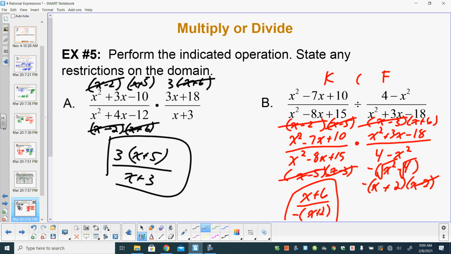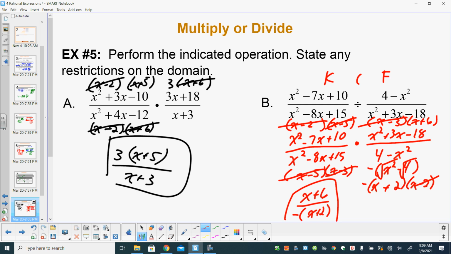Right, questions? When I factor out the negative to switch the 4 and the x squared to put it in the correct order, that's where the negative came from. Yeah, the negative just rolled down. Mm-hmm. Yeah.